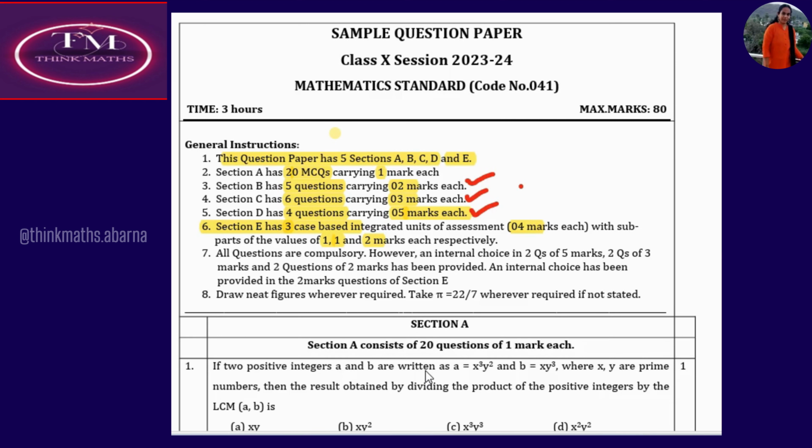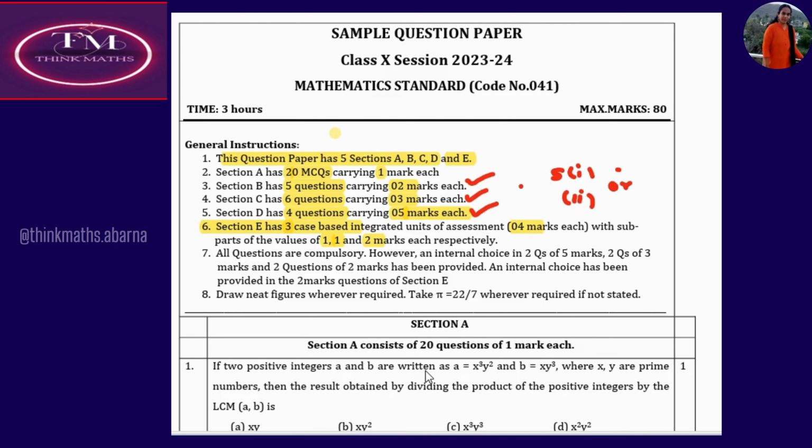All questions are compulsory. However, an internal choice, this or this, is provided in 2 questions of 5 marks, 2 questions of 3 marks, and 2 questions of 2 marks. That is, in sections B, C, D, there will be internal choice. Internal choice means in the 5th question, they have 2 parts, 1 and 2. So you have to answer either 1 or 2. So this is the internal choice.